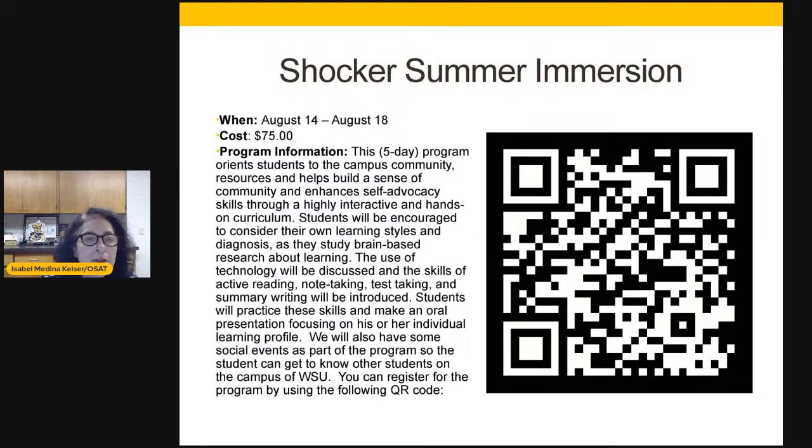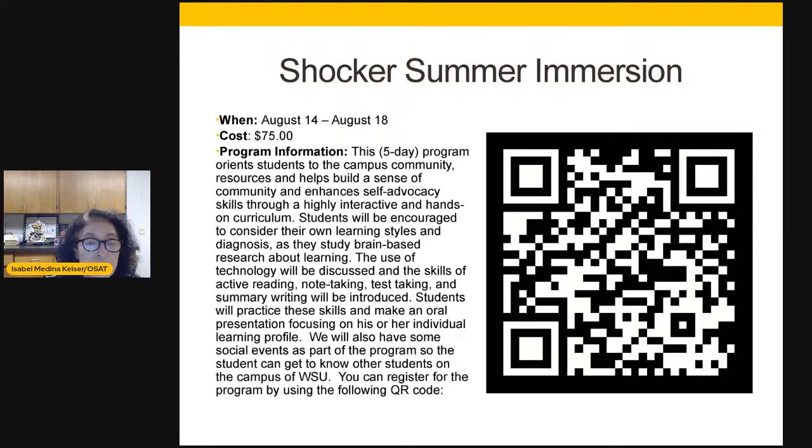Next slide. Just want to announce that we're going to be doing a Shocker Summer Immersion August 14th through the 18th. It costs $75, and basically it's a 5-day program where we're really going to talk to the students about self-advocacy. We're going to talk about their own learning styles. We're going to make sure that some of the programs come and show up and talk to them, like testing and the counseling program, and even how to make food in a microwave, especially if maybe they have food allergies, or just knowing that they need a snack at nighttime and knowing how to do that and making sure that it's healthy.